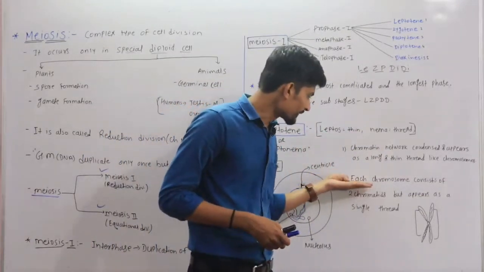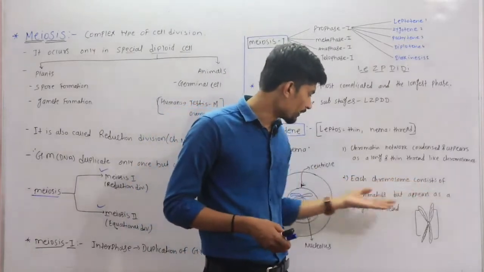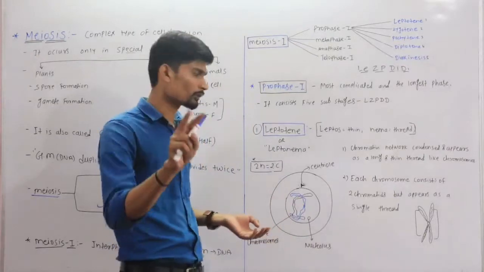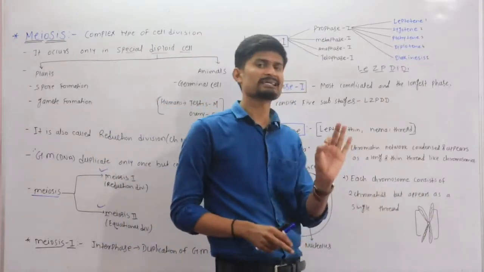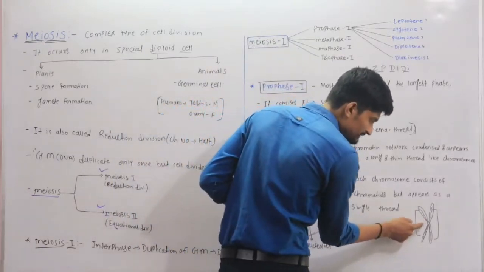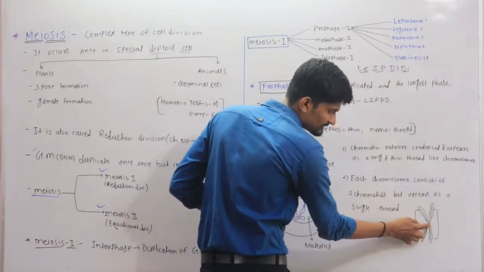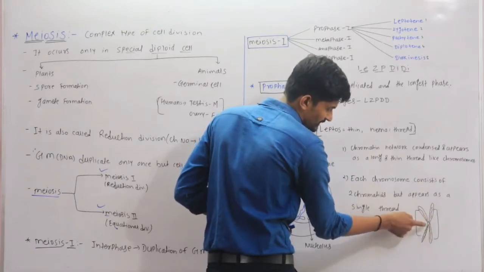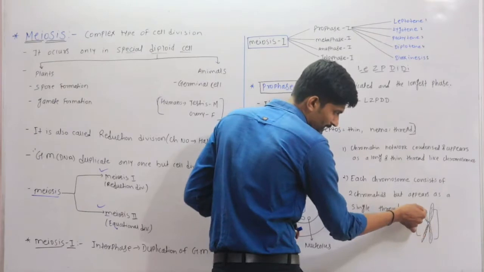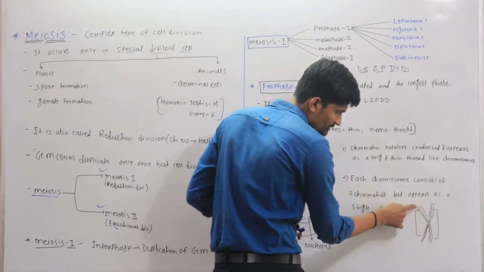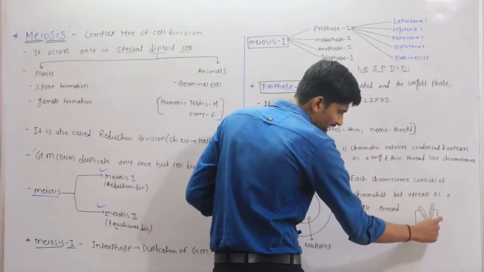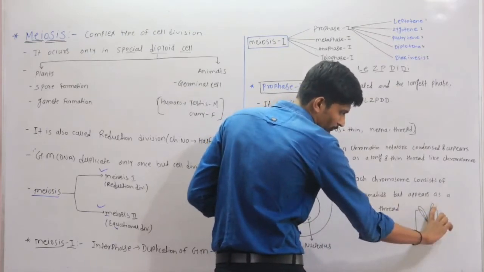Now next point, each chromosome consists of 2 chromatids but appears as a single thread. It means that, look at this diagram. This is a chromosome, that is the centromere where these chromatids are attached. Now this one is one single chromatid from this up to this point. So this is one complete chromatid and this is another, the second chromatid.